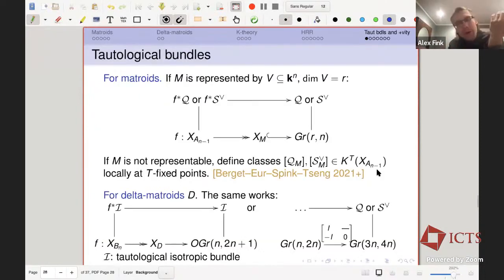And a counterpart exists in type B. In fact, there are a few different ways that you might want to embed your type B toric variety into some kind of Grassmannian, and a few different kinds of bundles that you can pull back.